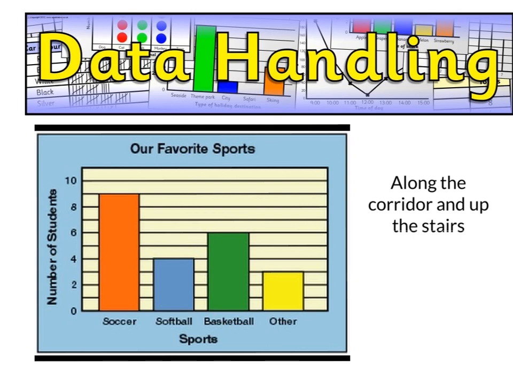Right, let's do one last question. How many people chose another sport? So a sport that wasn't shown here. So not soccer, softball or basketball, so other. So again, we start at 0. We go along the corridor all the way over to other, the yellow bar. We start at the bottom at 0 and we go up until we reach the top of the bar. If we go across the way, all the way across, we get to here.